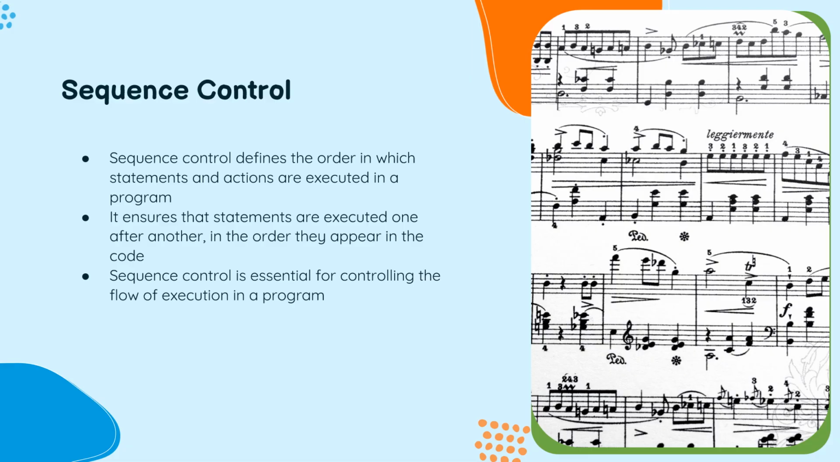Then moving to the next, sequence control. As the name suggests, sequence control must be a step-by-step process to control the flow. How to control the flow? Sequence control defines the order in which statements and actions are executed in a program.